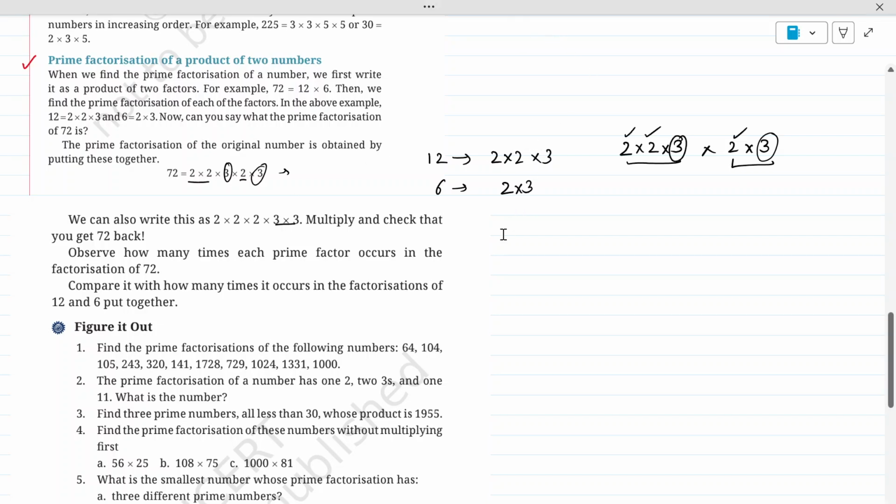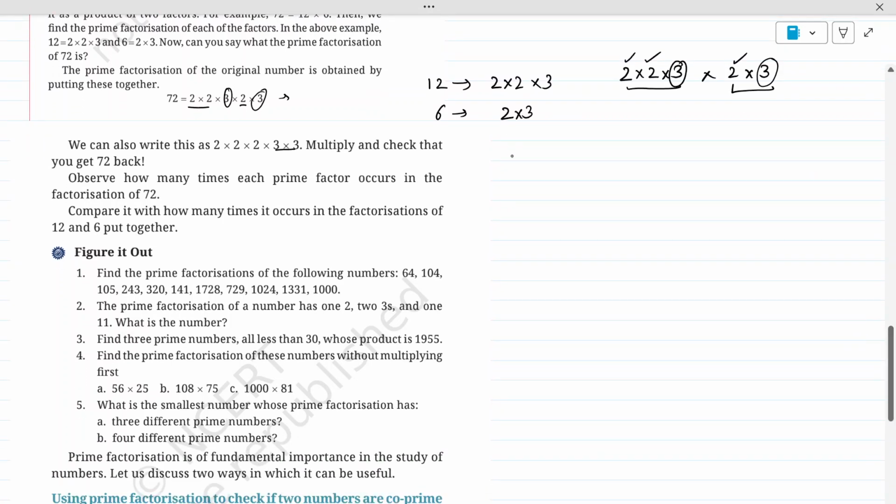Now let us work through this exercise. I will start from here. What we need to do here is find the prime factorization of the following numbers. Many numbers are given to us. Let us pick up 4 numbers and try to find their prime factorization. I'm doing the first 2 numbers and the last 2 numbers, kids, and the rest you have to do on your own. This is homework for you. These are very easy. First is 64.